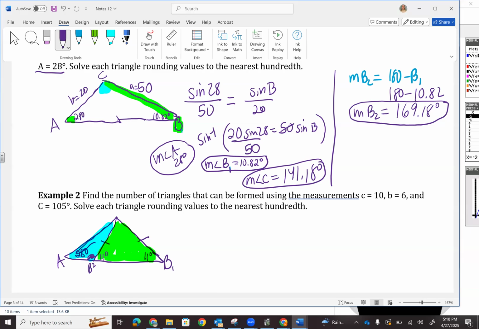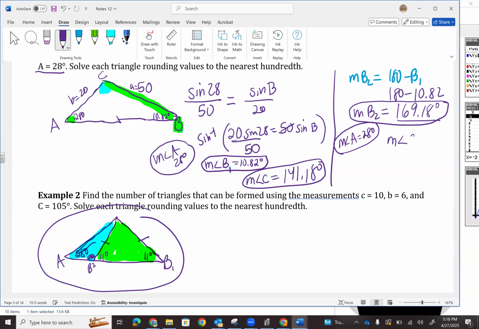The problem that occurs here is that if you're focusing on this more narrow triangle that could be formed, the measure of angle A stays the same at 28 degrees. But if the measure of angle A is 28 degrees and this is 169.18, if you do 180 minus 28 minus 169.18, the problem is the measure of angle C equals negative 17.18 degrees. That tells you, no, you can't form 2 different triangles with the given dimensions, okay?